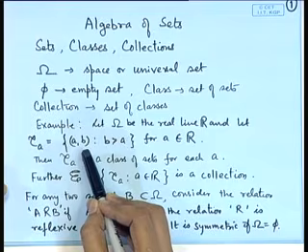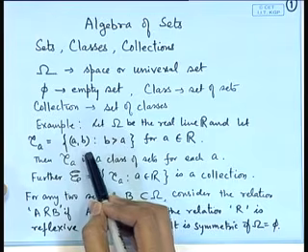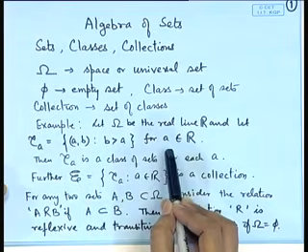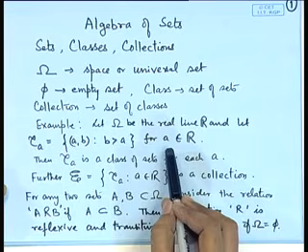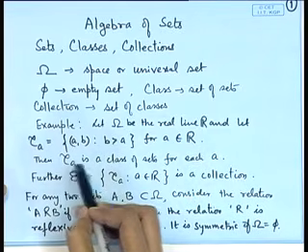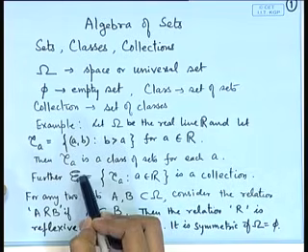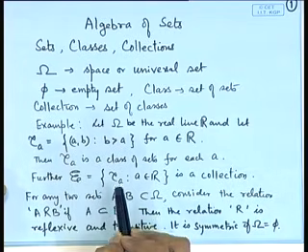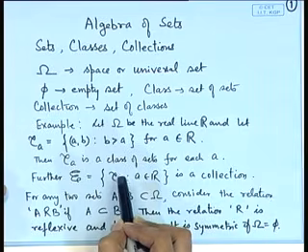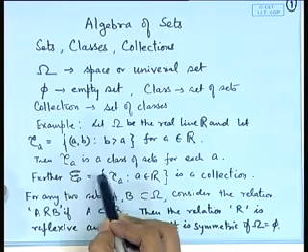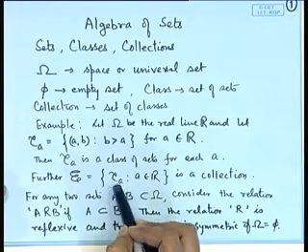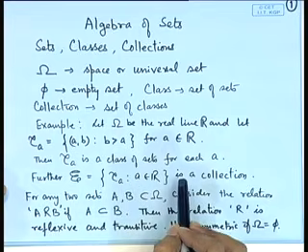from a to b, where b is greater than a for every real number a. Then this C A is a class of sets for each a, and then if we collect all these classes C A into a set called script E, then this is a collection.